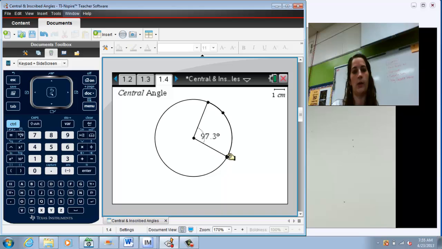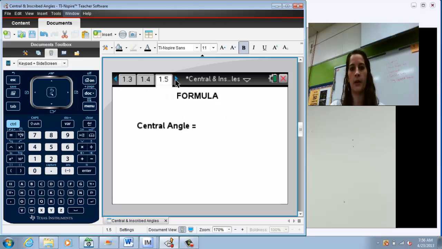And again, you can move it, and if we could actually measure this arc with this software, you would see that it moves along with the measure of the angle. And again, central angle is equal to the measure of the arc that it intercepts.